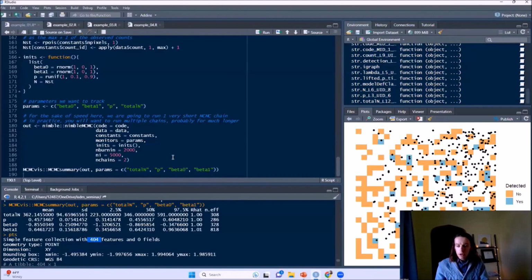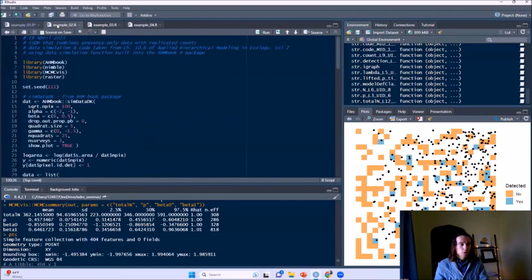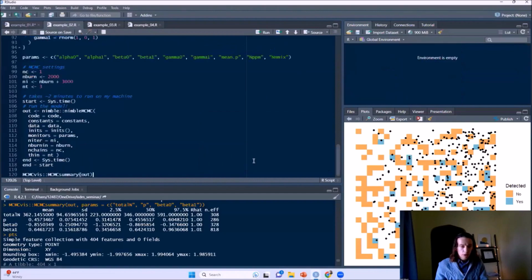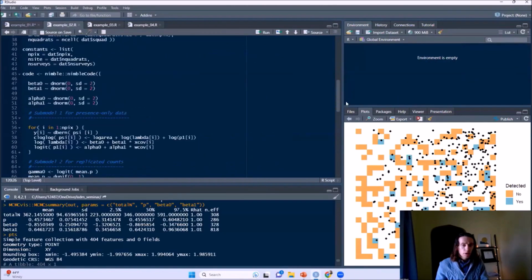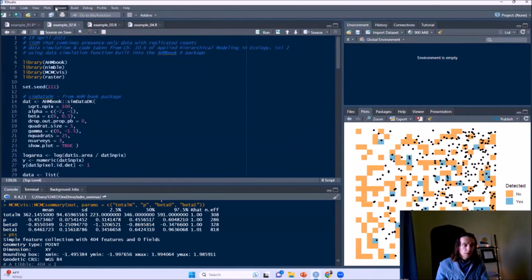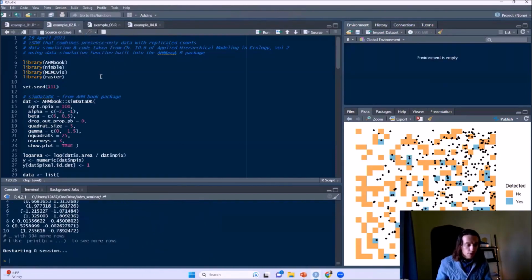Okay, so that was the first example, and based on timing here, I think I've got time to run through the second example. So go ahead, and if you're following along, we'll switch over to example 2. I'm going to go ahead and clear out my R environment, and I'm also going to restart R just so we have a clean slate to start with.